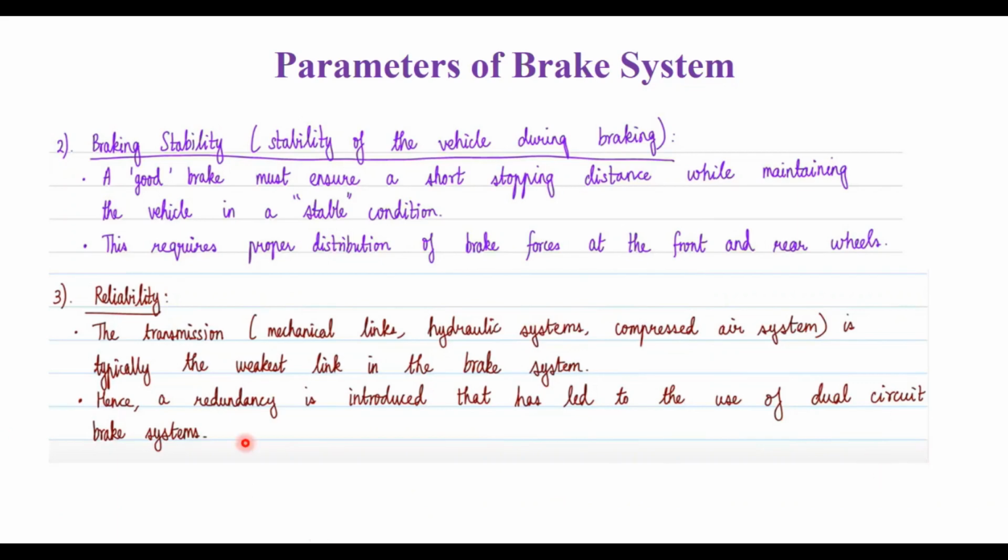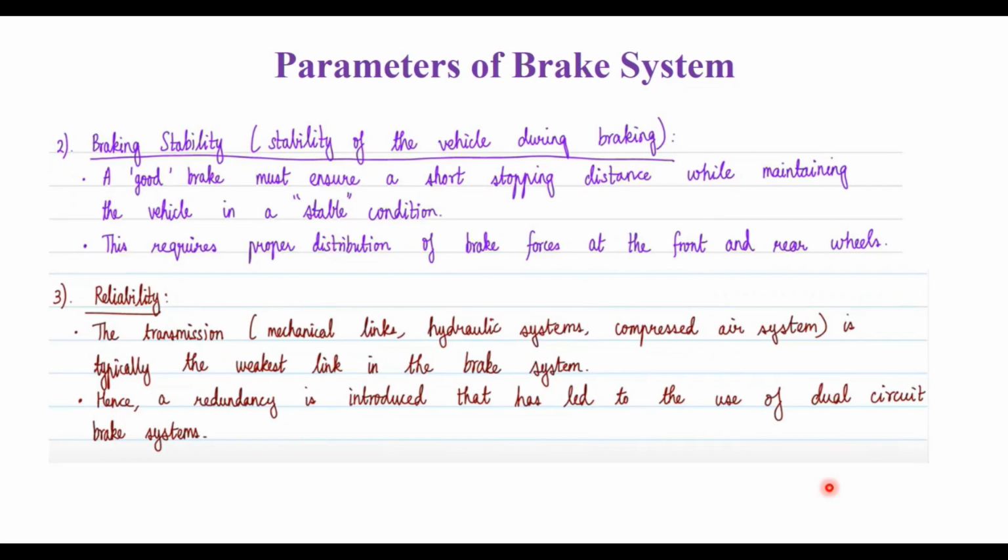Why do we need the dual circuit brake system? If one circuit fails, the other circuit will help. That's why it's called a dual circuit brake system. If you have two circuits, one is the primary circuit and the other the secondary circuit. If the primary circuit fails or the secondary circuit fails, the other circuit will help for the proper application of brake in the case of a hydraulic system or air compressor system.